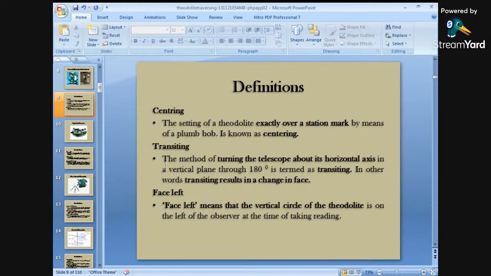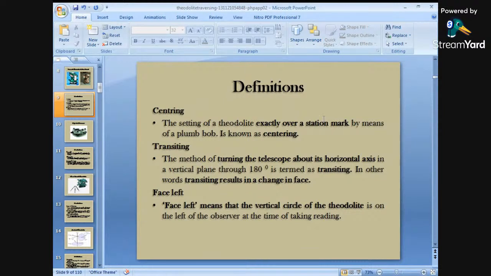Then after that, transiting: the method of turning the telescope about its horizontal axis in a vertical plane through 180 degrees is termed as transiting. So basically, you are turning the telescope through 180 degrees. Suppose you want to take a measurement on the front side, and after that you will have to take an observation on the back side. Then you will have to turn the telescope through 180 degrees, and that process is called your transiting.